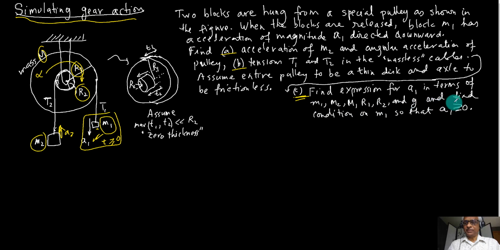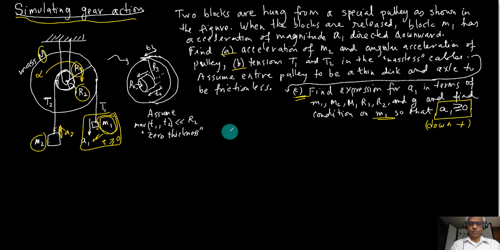And once you find that, find out the condition, how much M1 I need, so that based on fixed everything else, my acceleration will be greater than or equal to 0. So it will be pointed down. Down is plus here. That's the question. Let's address one by one.